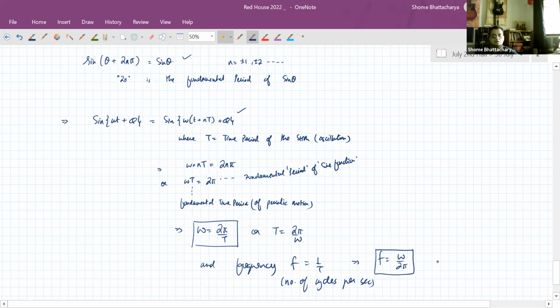So that is why omega, because it is 2 pi multiplied by frequency, is called the angular frequency. So that is the name of the term, omega. The larger the value of omega, the more frequent the oscillation is, the more the number of cycles per second.